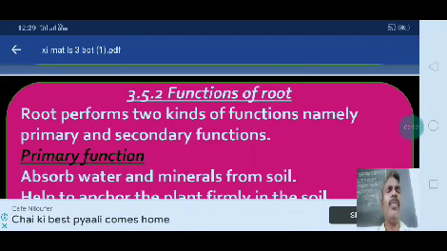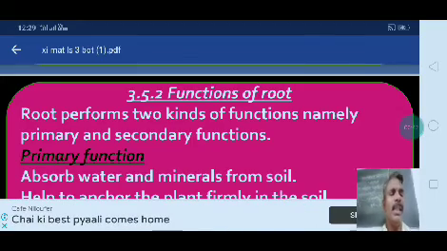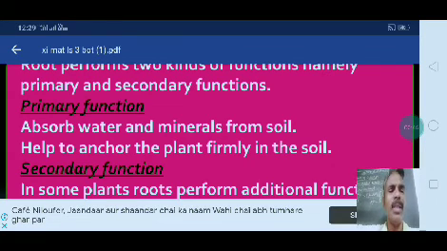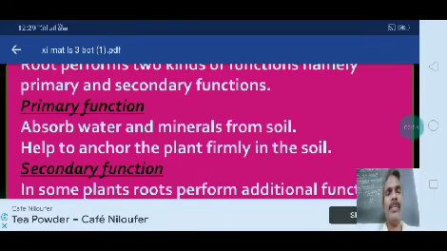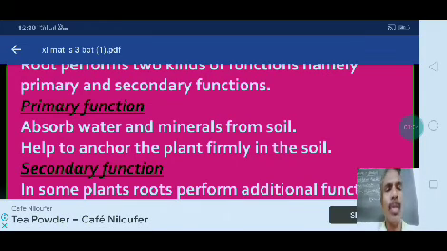Roots perform two types of functions, namely primary function and secondary function. What do we mean by the primary function? The topmost one is to absorb water and minerals from the soil. That is the first function of this plant. Then, it helps to anchor the plant firmly in the soil. It attaches to the soil. The root system is mostly attached to the soil, and only then will the plant grow. That is the main function of the root system.